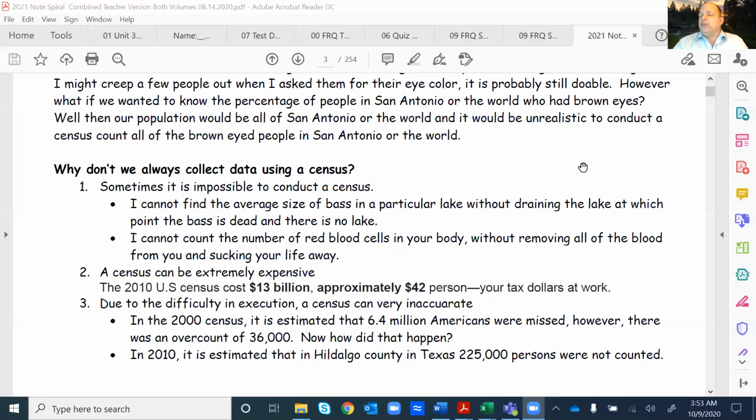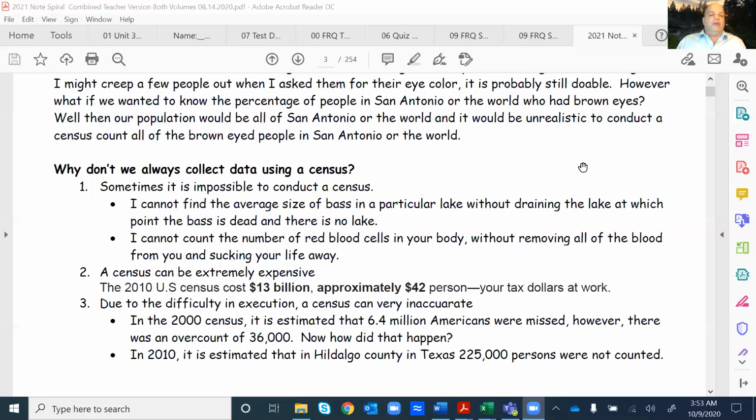And the question is, how in the world did that happen? That you missed 6.4 million, but then you overcounted by 36,000? And the answer is simple. Some people got counted more than once. That's how difficult this is to carry out. And they spent $13 billion in 2010 to do it, which is approximately $42 per person. That's a lot of money just to count numbers. I'm just saying. So that's one time a census is really difficult to carry out.